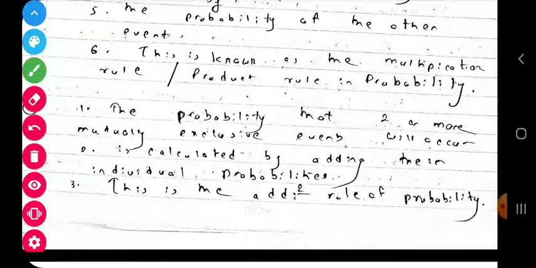Don't think too much about it. It might be confusing for you. So just follow that example and remember this definition. The probability that 2 or more mutually exclusive events will occur is calculated by adding their individual probabilities. This is the addition rule of probability.